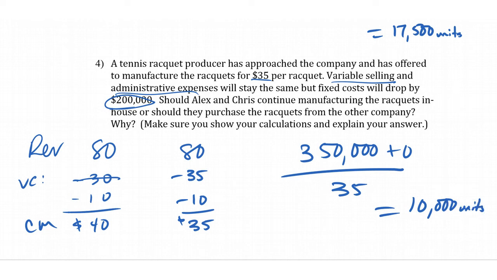So should they continue to manufacture their own rackets or purchase the others? They should purchase, because it lowers their break-even. They're going to break even with fewer sales. And this is the calculation as to why they should do it, and the explanation is it lowers break-even, so they'll be more profitable.